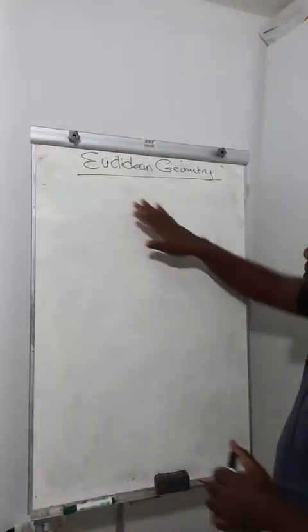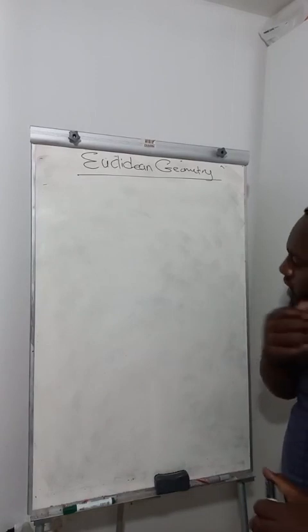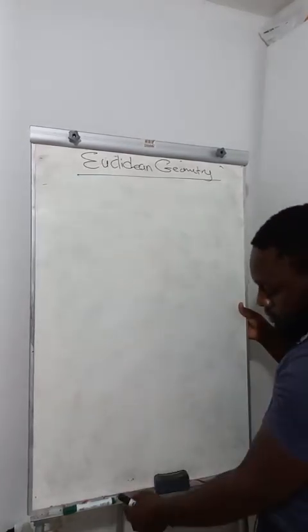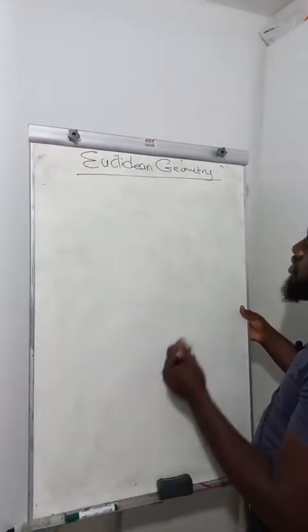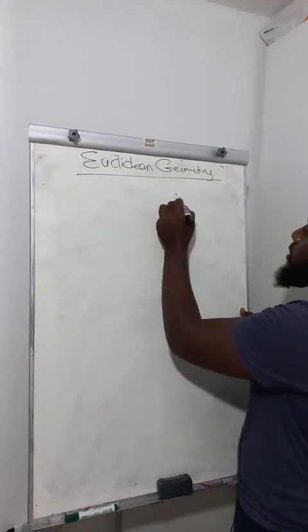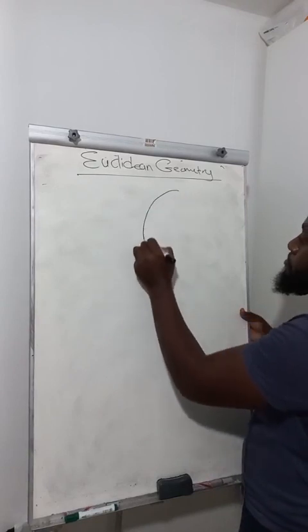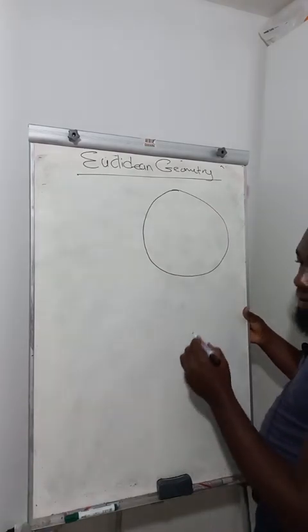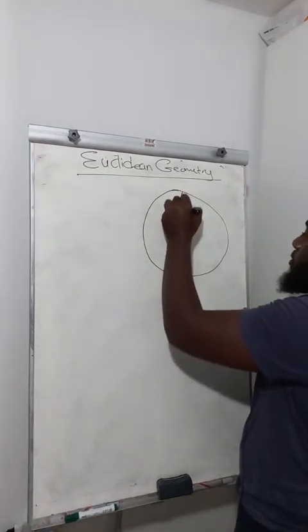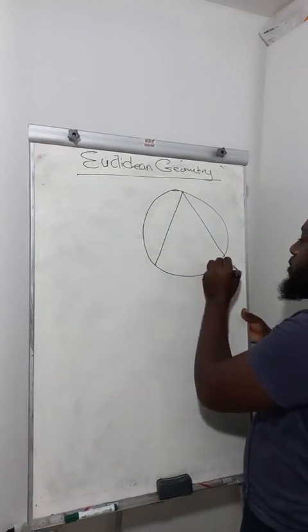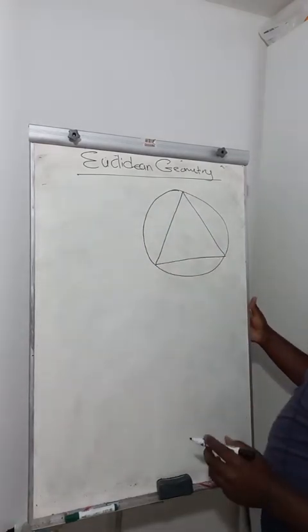For example, this question which I'm about to do here, I think it requires you to implement the theorems which you have learned. I think here you're having a triangle. So you're having something like this.